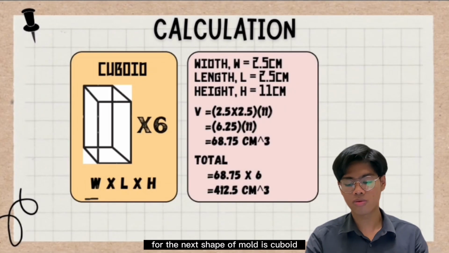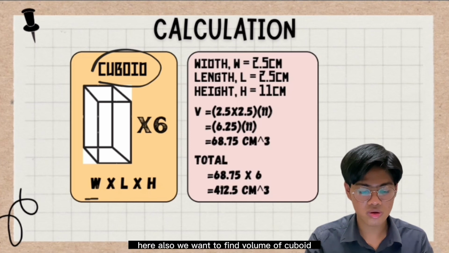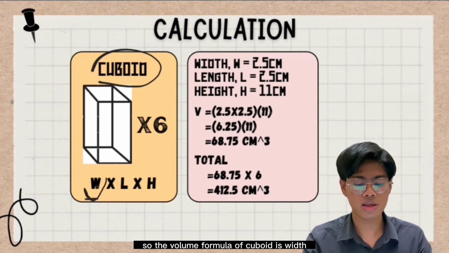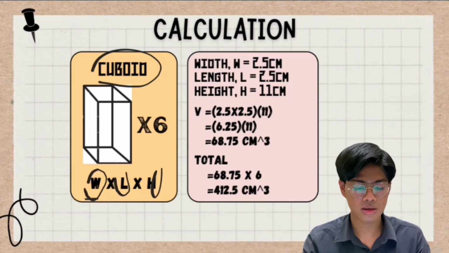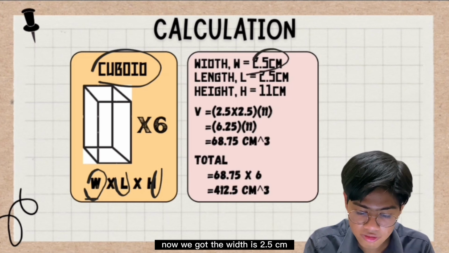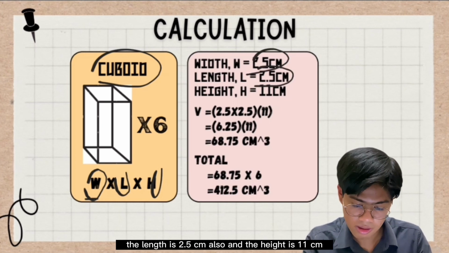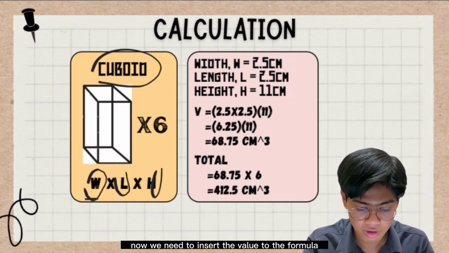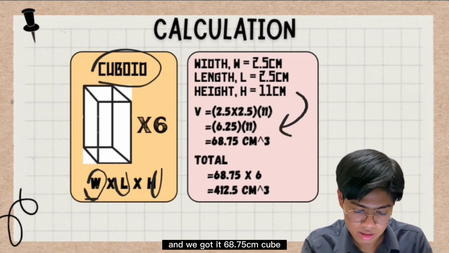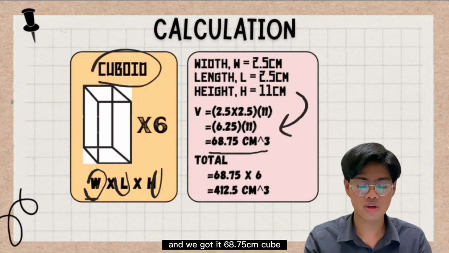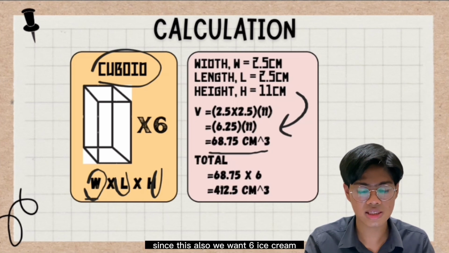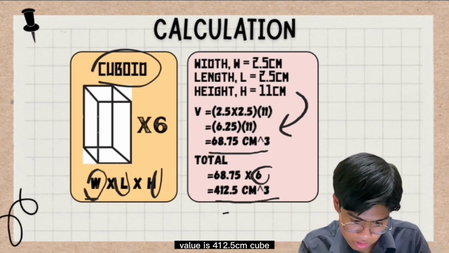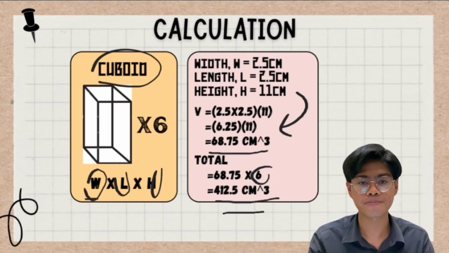For the next shape of mold, the cuboid, here also we want to find the volume. The volume formula of a cuboid is width times length times height. Now the width is 2.5 cm, the length is 2.5 cm also, and the height is 11 cm. We insert the values into the formula and we get 68.75 cm cube. Since we also want 6 ice creams, we need to times 6 and we got the total value of 412.5 cm cube.